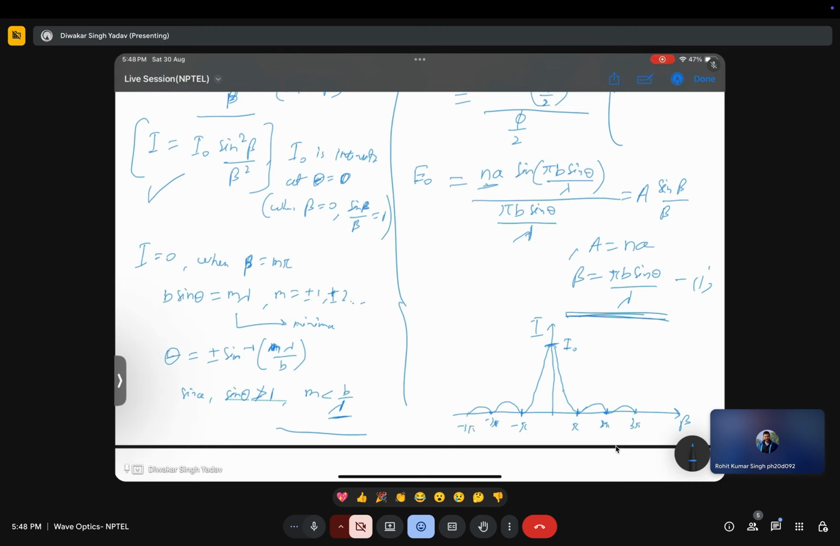As you can notice here, this intensity is decreasing as we move towards higher beta values. That is understandable from here, because you have beta square in the denominator, so as you move to high values of beta, intensity is decreasing, and it is decreasing by the square of beta, so it is not a linear decrease, it's a quadratic dependence. Is that fine?